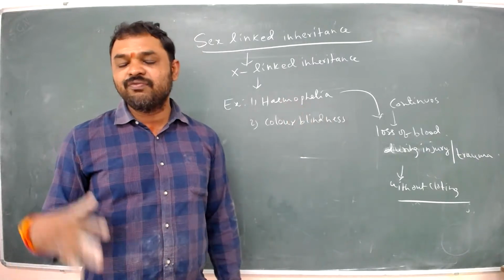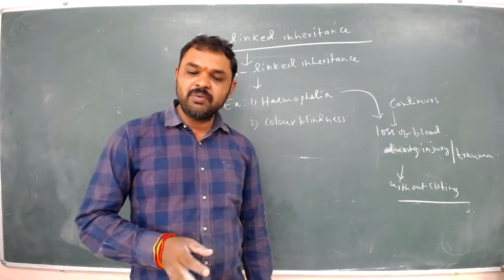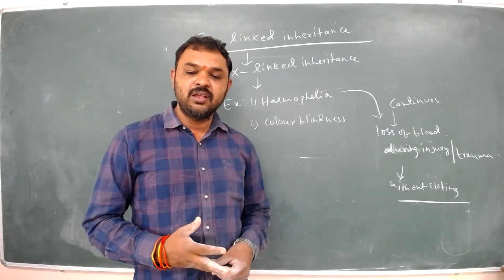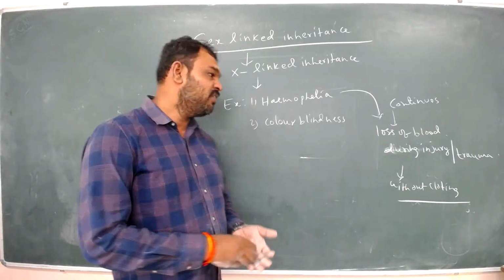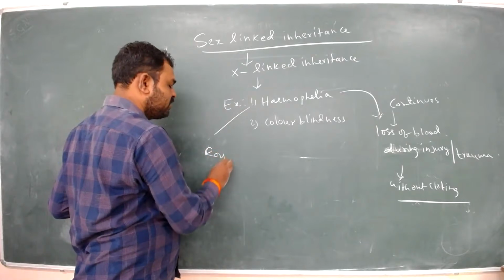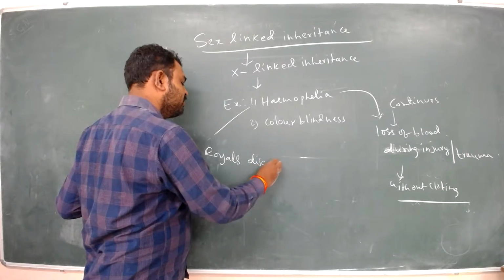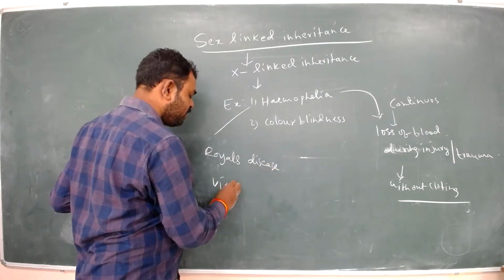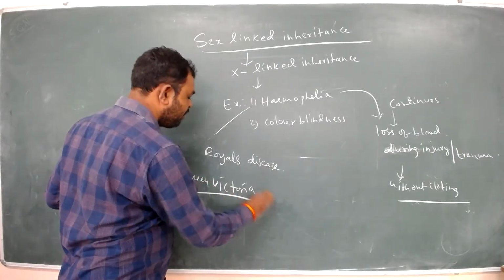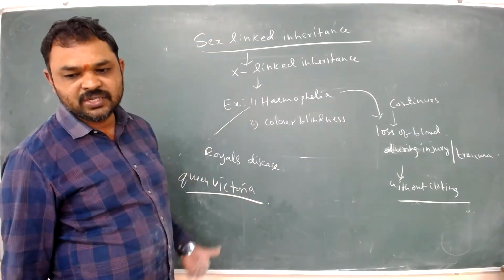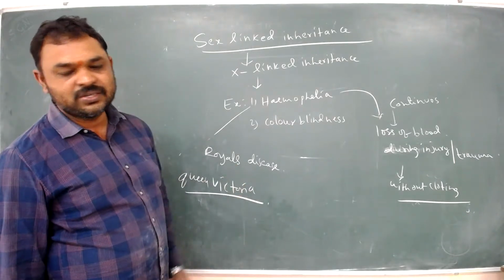This hemophilia was first noticed in Queen Victoria's family, the British family. So this disease is called the Royals disease. Why? Because it was first noticed in Queen Victoria's family. Hemophilia disease was first noticed in Queen Victoria's family, therefore it is called the Royals disease.